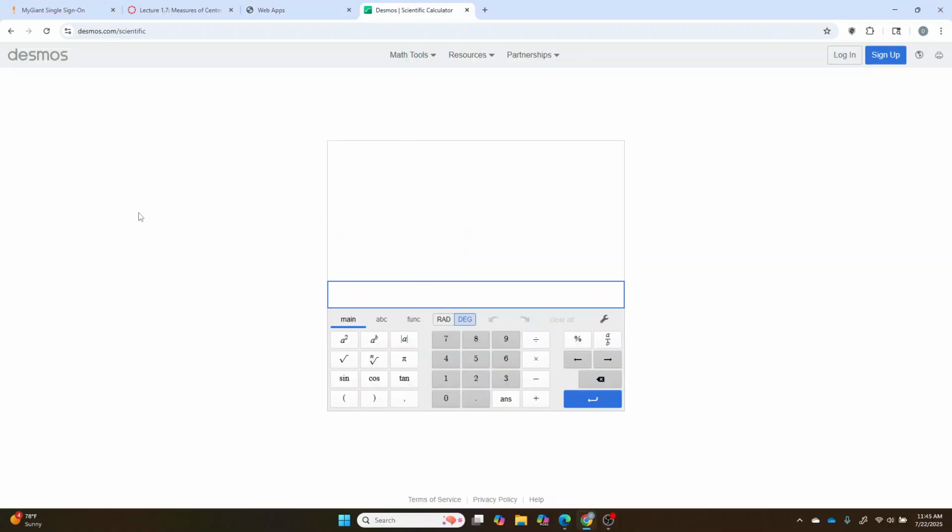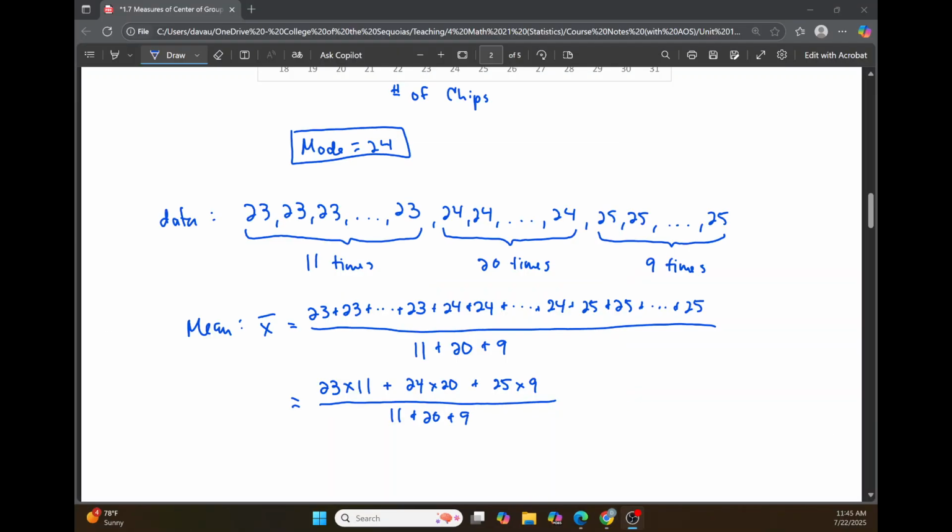So in Desmos, first of all, I'm going to give myself a little fraction bar, and then I can type in 23 times 11 plus 24 times 20 plus 25 times 9, and then arrow down and do 11 plus 20 plus 9. And there you go, 23.95. That's the average number of chocolate chips per cookie, right? 23.95. Okay, so that's how we would get the mean.